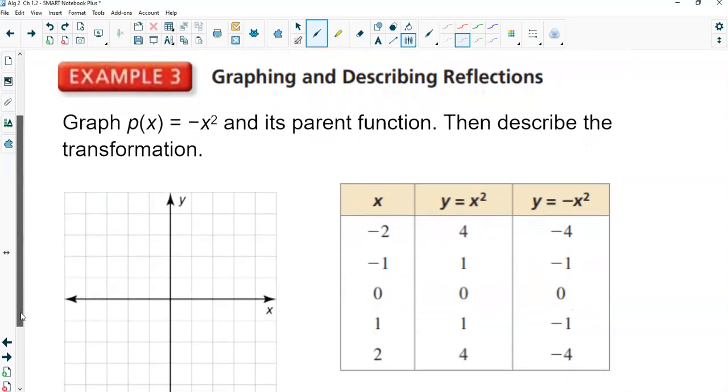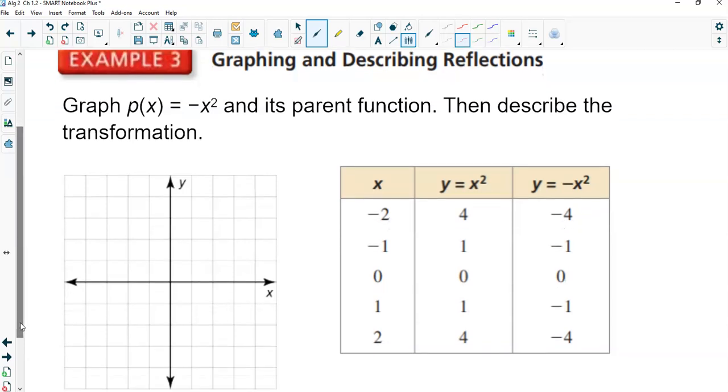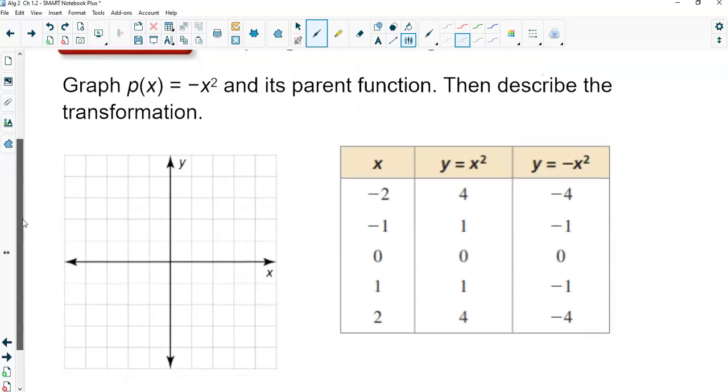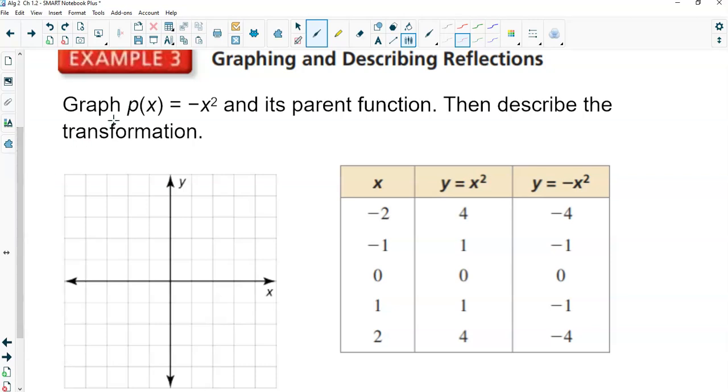Okay, so let's look at example 3. Graphing and describing reflections. Let's look at what they would look like. Okay, here we have the graph of P of x equals the opposite of x squared. You could say that P of x equals the opposite of x squared, or P of x equals -x squared. Whatever you want to say, it's correct. And its parent function. So let's graph the parent function. The parent function is here, y equals x squared, while the opposite of x squared is right here.